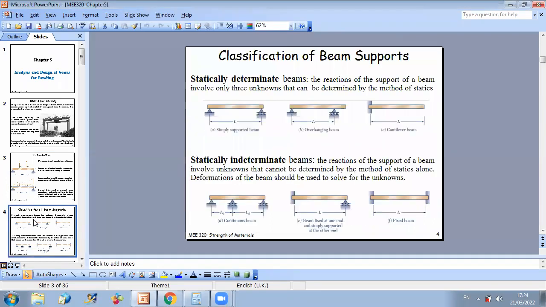Now, we have different types of beams, and we should be familiar with statically determinate beams and statically indeterminate beams. So, for example, these are some of the most common types of beams you can face. To start with, let's say you have the simply supported beam. In the simply supported beam, you just have at the extremes a pin and a roller.